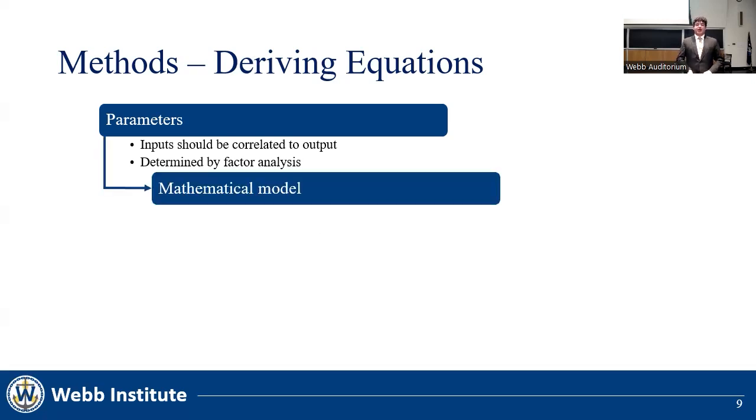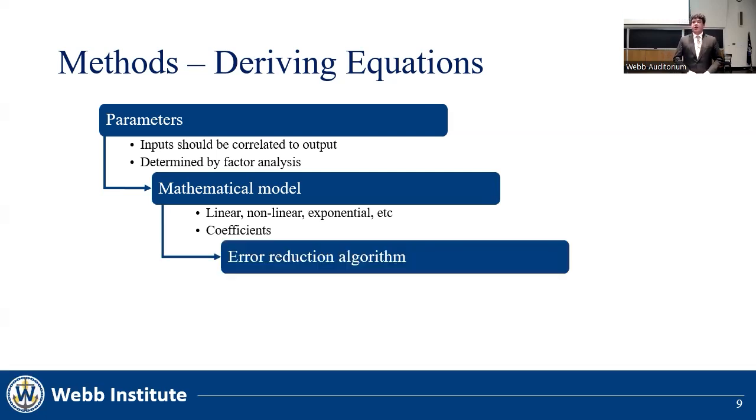With these parameters, you make a mathematical model. It can be as crazy or as simple as you want. Linear, nonlinear, exponential. The only thing that you gotta add are coefficients because they play a major role on the next step. The error reduction is an algorithm that iterates between several values of coefficients and determines which has the best combination that produces the least amount of error between the model and the actual data. And that's it. You have an equation that can estimate the inputs and outputs.